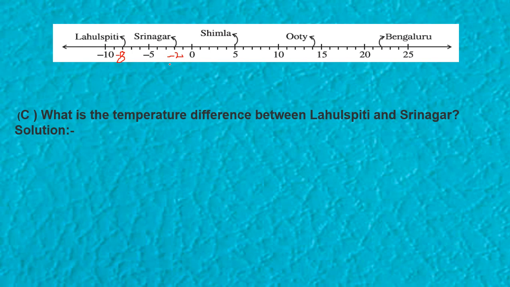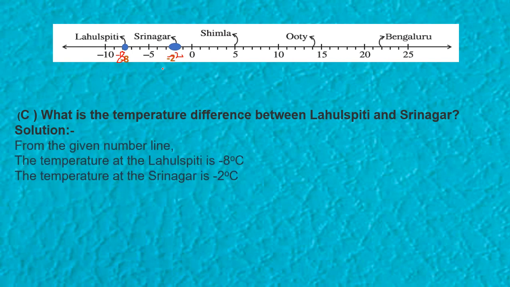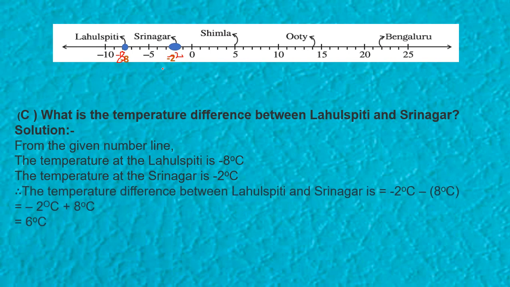Now as we discussed in the previous slide, the number which is farther away from 0 in the negative direction is the smaller number. So here -2 and -8, between these two, -2 is the greater number and -8 is the smallest number. So the temperature difference between these two, we have to find out. Lahaul Spiti is -8 and Srinagar is -2 degrees Celsius, -2 is the greater number. So from -2 we have to subtract -8.